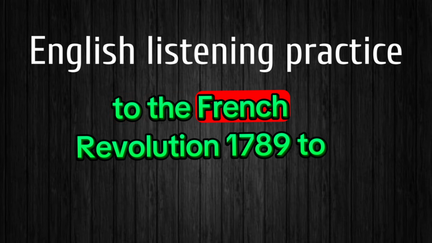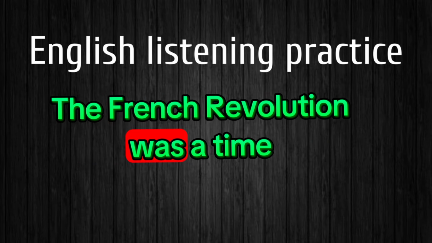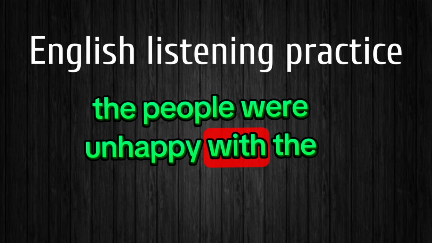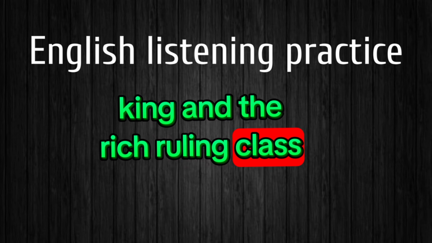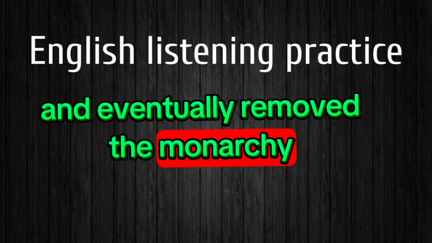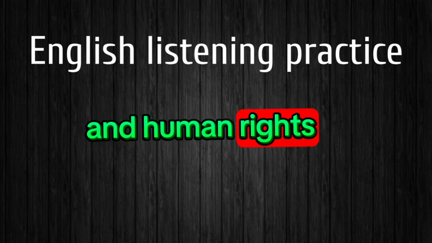2. The French Revolution, 1789 to 1799. The French Revolution was a time of great change in France. The people were unhappy with the king and the rich ruling class. They protested, fought, and eventually removed the monarchy. This event introduced ideas of democracy and human rights.